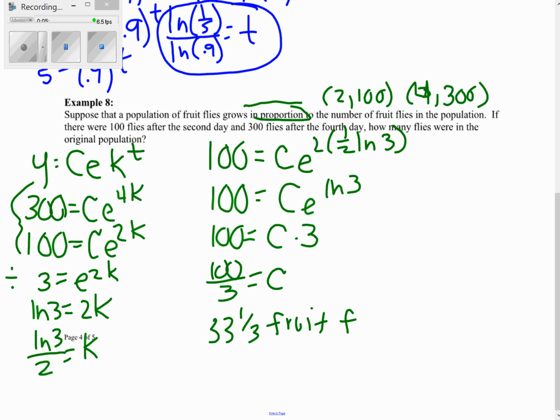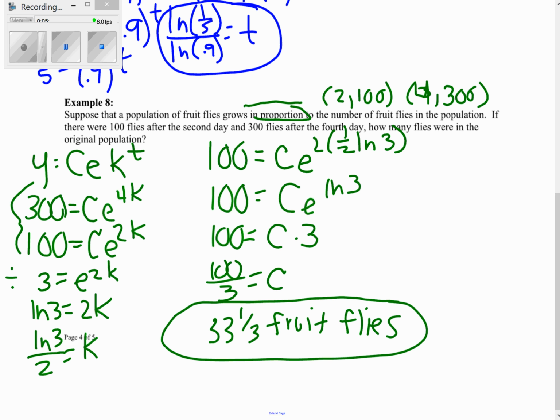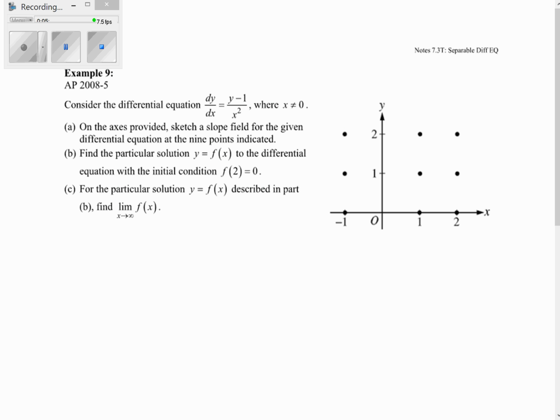Fruit flies. You know, because when you start with a group of fruit flies, you probably have some leftover wings or legs or something like that. That's where that extra third comes from. Sure, why not? Alright, one more problem.